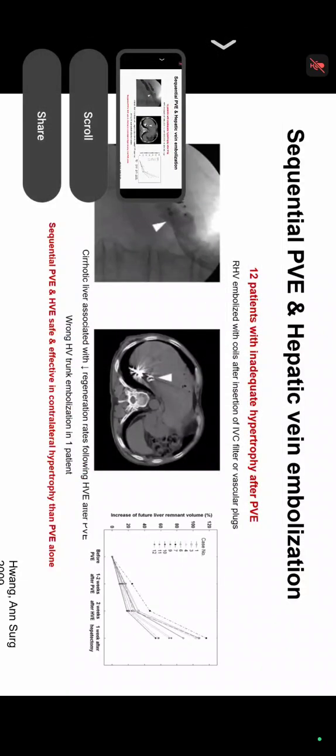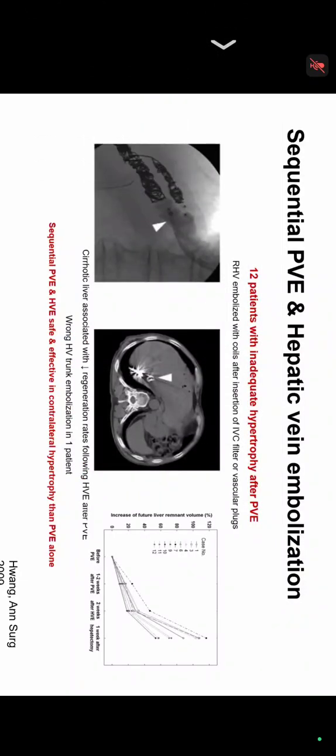If you have inadequate hypertrophy, then you can do two things. One is you can also embolize the segment 4 vein, which can lead to good hypertrophy as well. This you can plan beforehand, or if it has not happened in the first place, then you can do it in the second go. Or the second way is to do a right hepatic vein embolization, which can lead to good hypertrophy after the embolization.